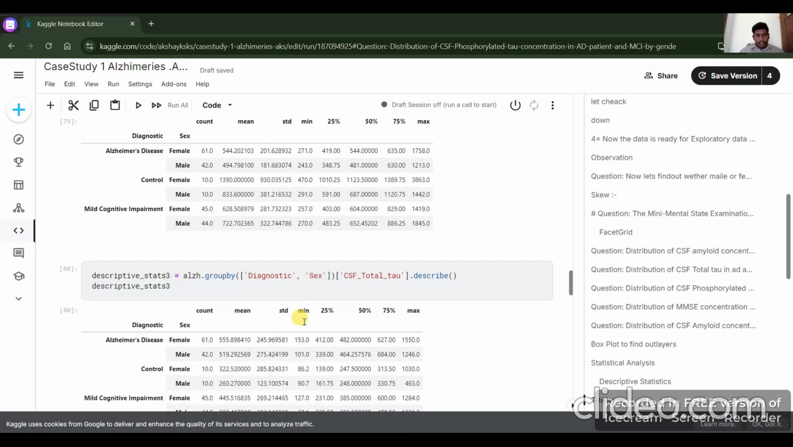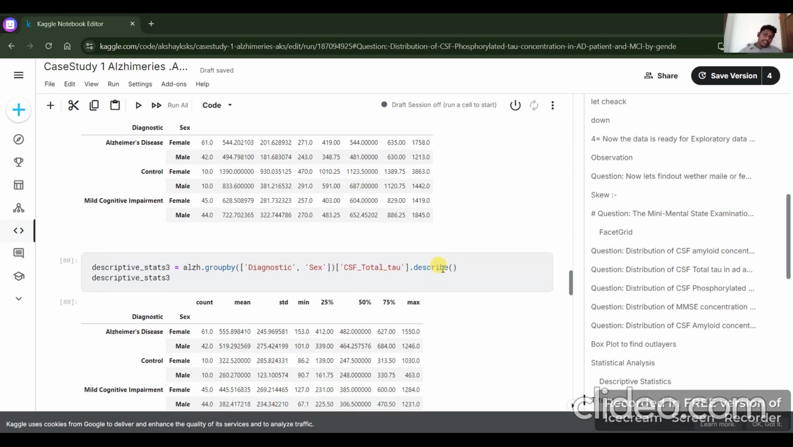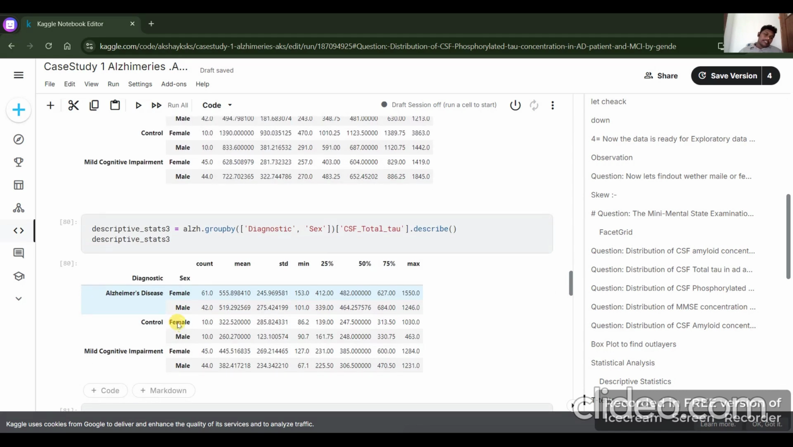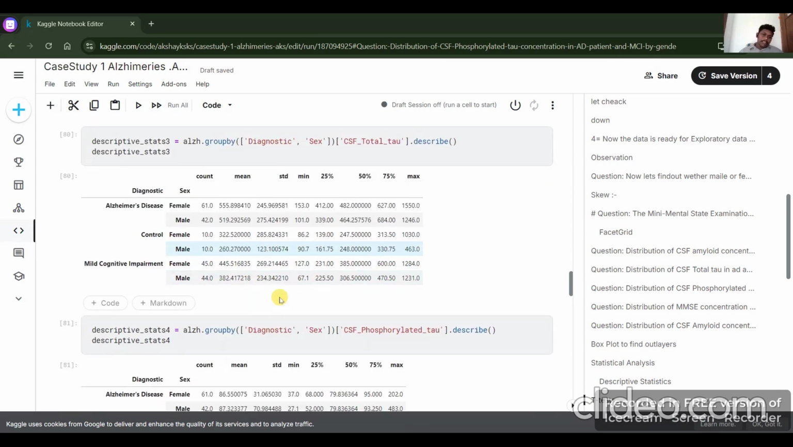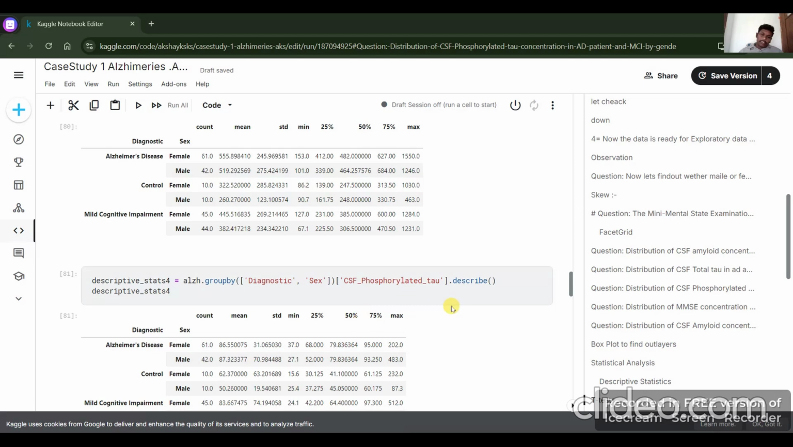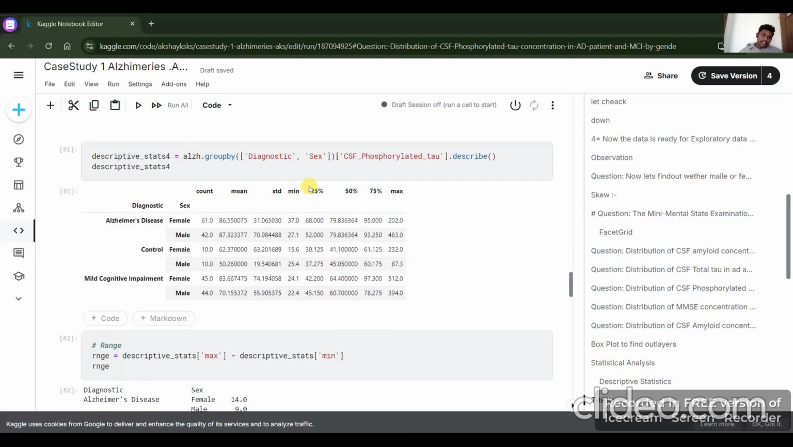Then the grouping: a descriptive variable name, grouping by diagnosis and sex, CSF total tau, and describe. This is the value count for control and MCI. Then next grouping this and describe this.